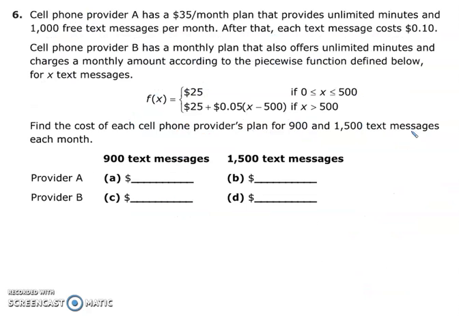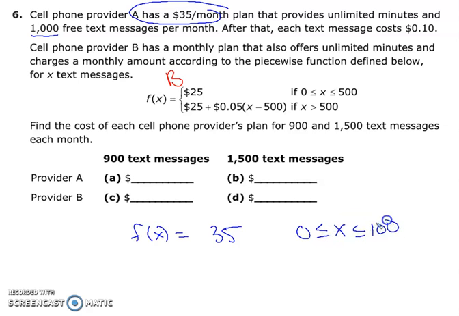Okay, number 6, provider A. Okay, so I don't have one. Here's the stuff for provider A. This is provider B down here, right? So let's grab blue for provider A. A is $35 a month for up to 1,000. Okay, so f of x equals 35 between 0 and 1,000, right?